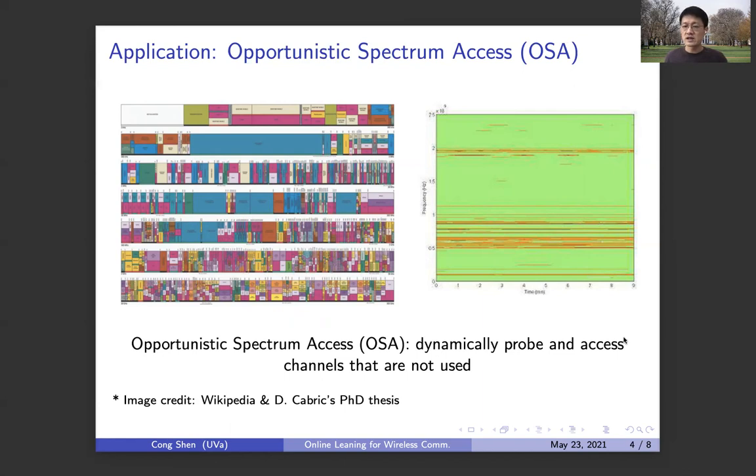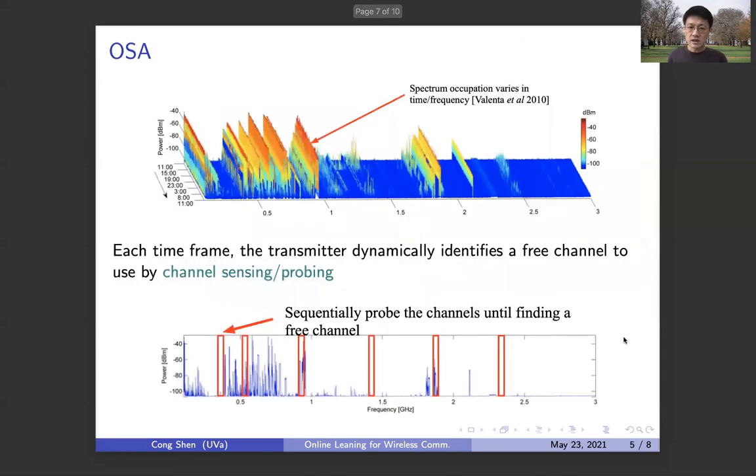In many situations, there is a strong emptiness in the broader spectrum. And OSA is a way to dynamically probe and access these channels that are not used. This is fairly well known, but I want to highlight that channel selection is one of the problems that bandits can really help. If you look at the top figure here, the spectrum occupation, taken from the Valenta paper, 2010, really varies in time and frequency. That results in opportunities for secondary users to use the spectrum, as we all know.